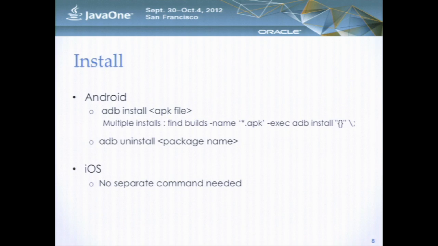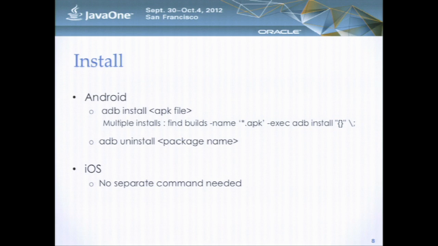On install, Android has a separate command, which is ADB install. All you have to do is give the APK file. And you can also install multiple builds. If you have multiple builds that you create with different configurations of the apps, and that's what we do, we can install them all at the same time.